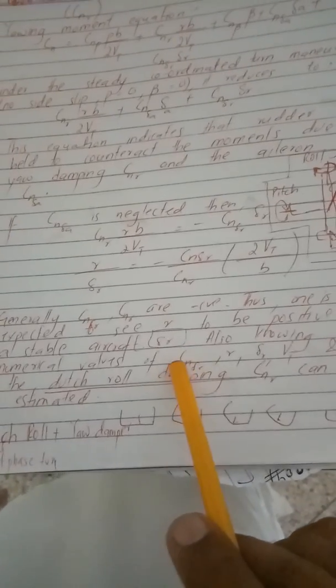So generally Cn lambda R and Cnr are negative, and one is expected to see R over lambda R to be positive for a stable aircraft. Also, knowing the numerical values of Cn lambda R, R, lambda R, Vt and b, the Dutch roll damping Cnr can be estimated. That is the Dutch roll damping.